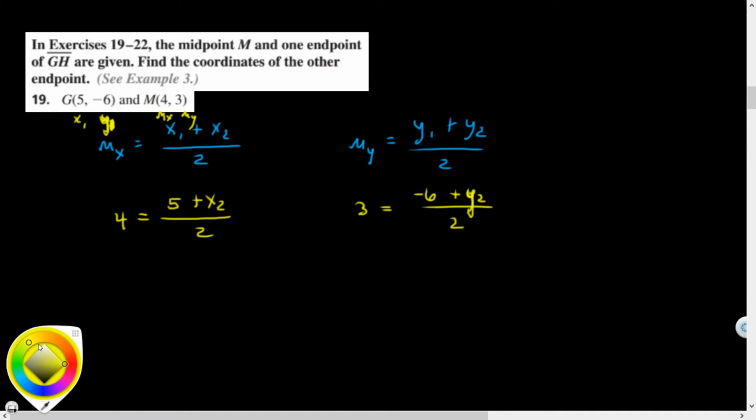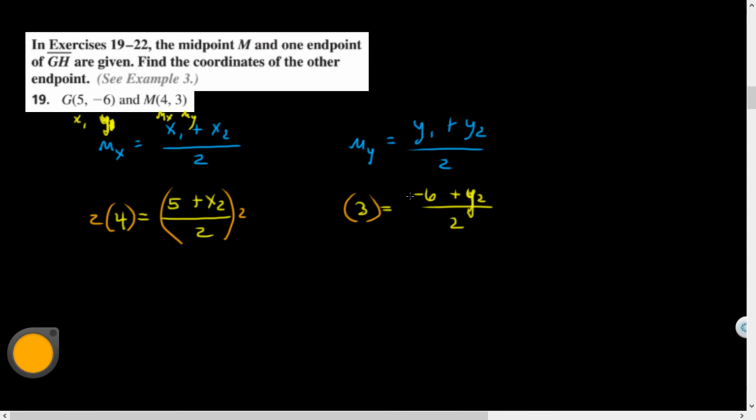So let's see. To solve, I'm going to multiply both sides by 2 over here. And this is where your second color writing utensil can come in handy.